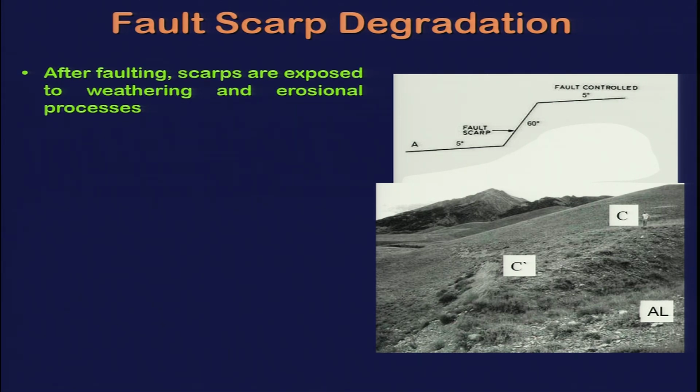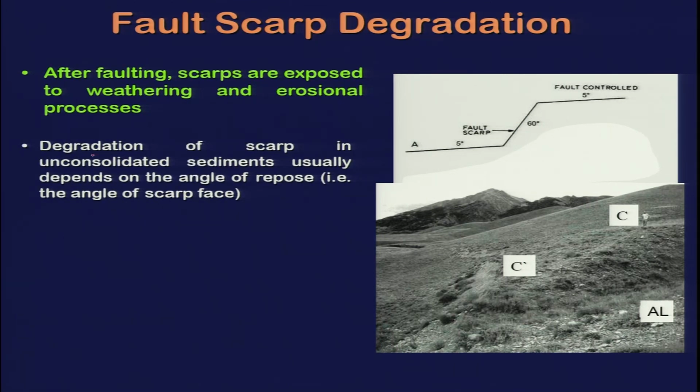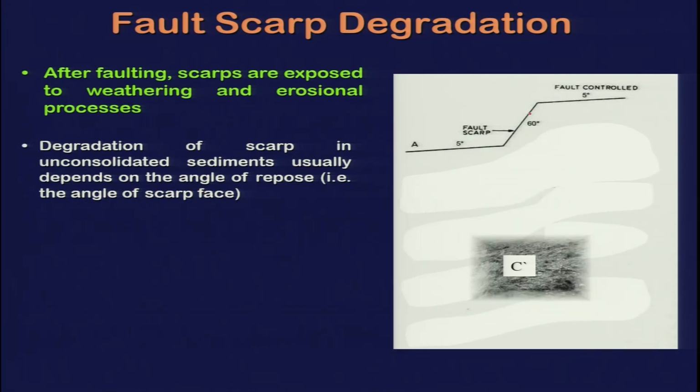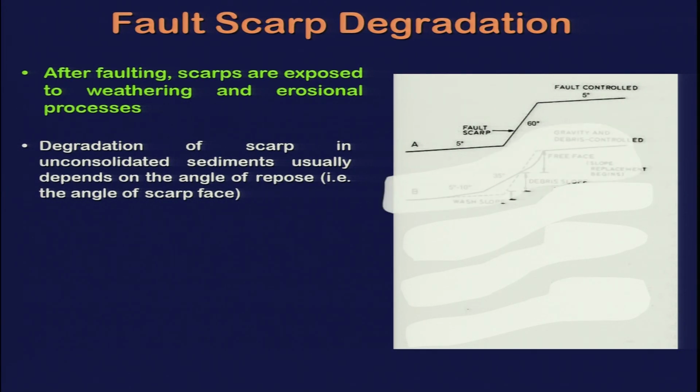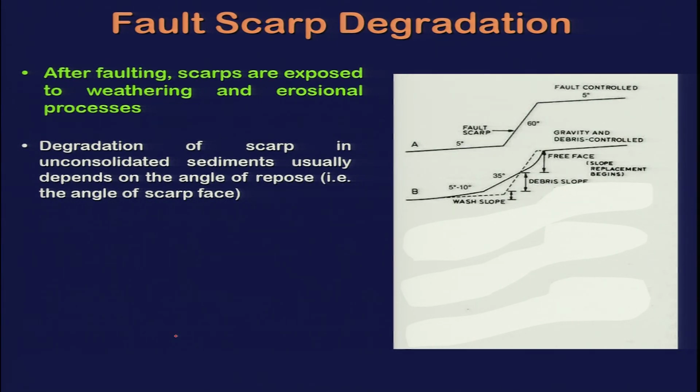So let's see in detail what we will be able to understand with this. Okay. So after faulting, scarps are exposed to weathering and erosional processes. So degradation of scarp in unconsolidated sediments usually depends on the angle of repose, that is here the angle of the scarp face. Okay. So what is the angle of repose you have here? Okay. So let's see further. You will see the gravity and debris control.